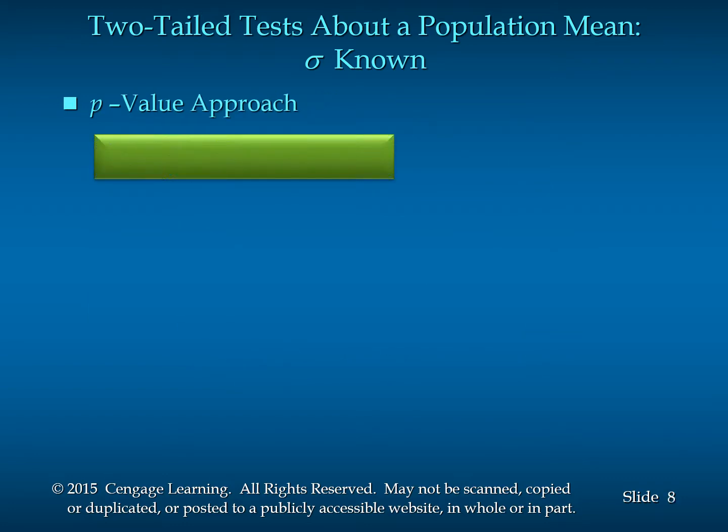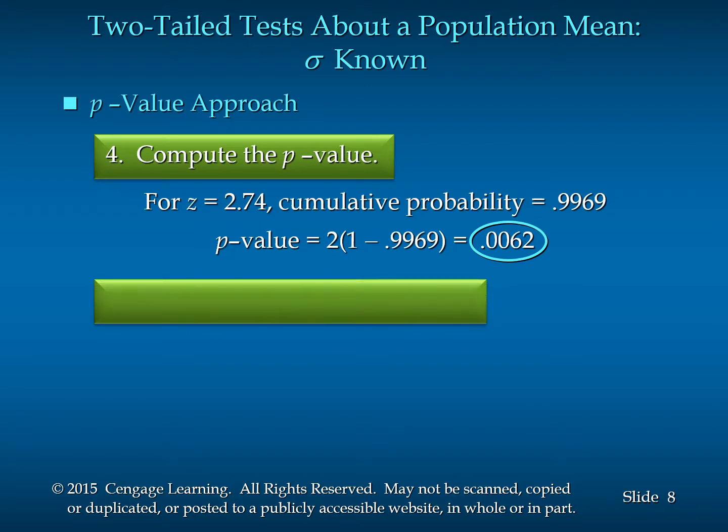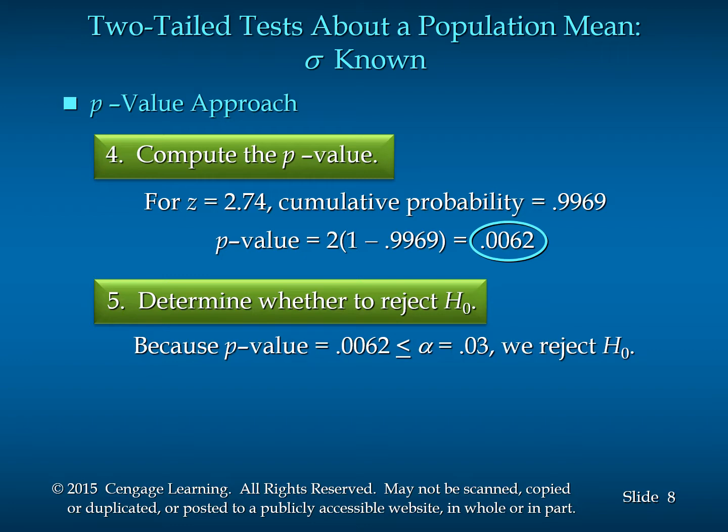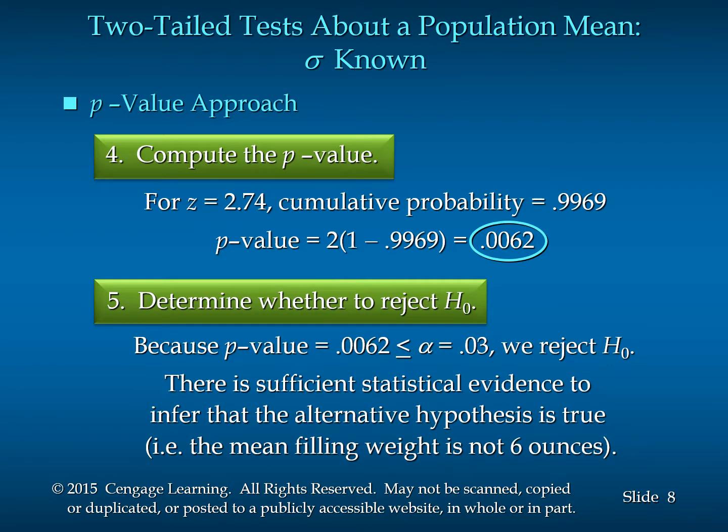For the p-value approach, for z of 2.74, we end up with an area in one tail of 0.0031. We need to double that to 0.0062, and then we compare that p-value to our alpha of 0.03. Since our p-value is less than the significance level, we reject the null hypothesis. In other words, there is not enough evidence to infer that we are in control.